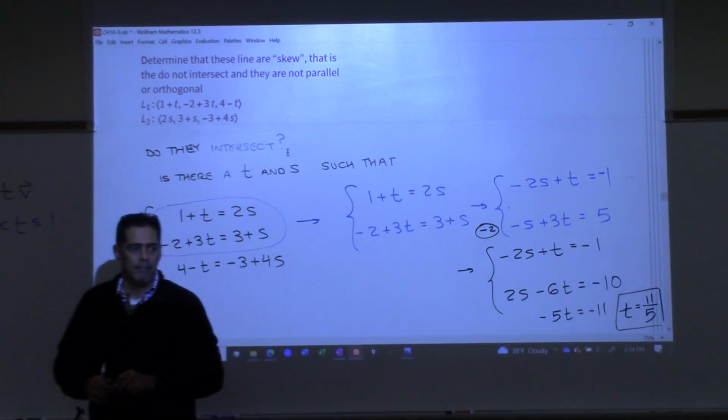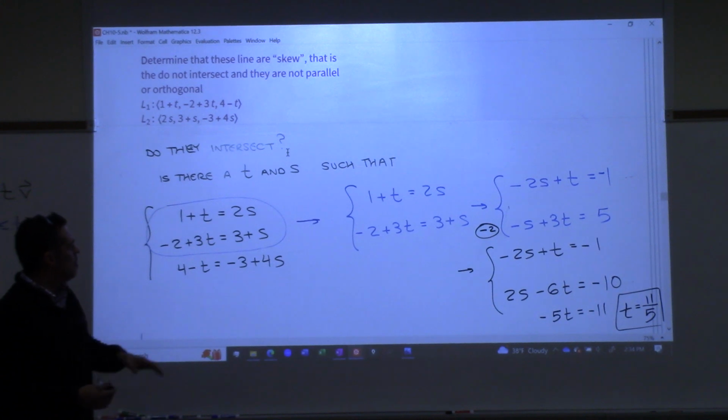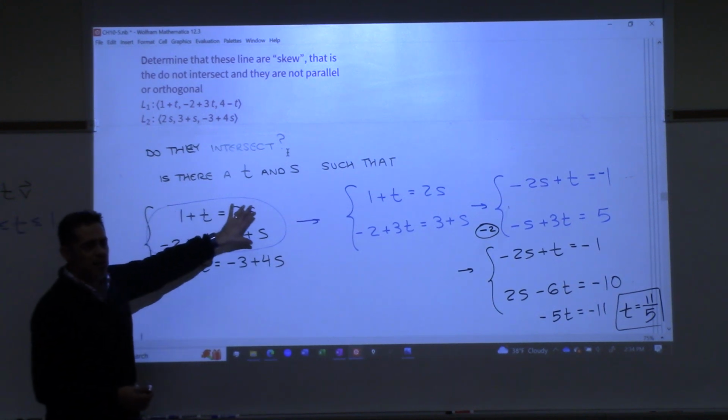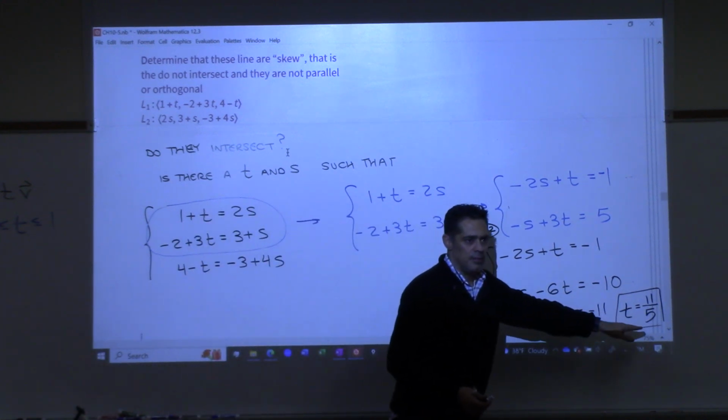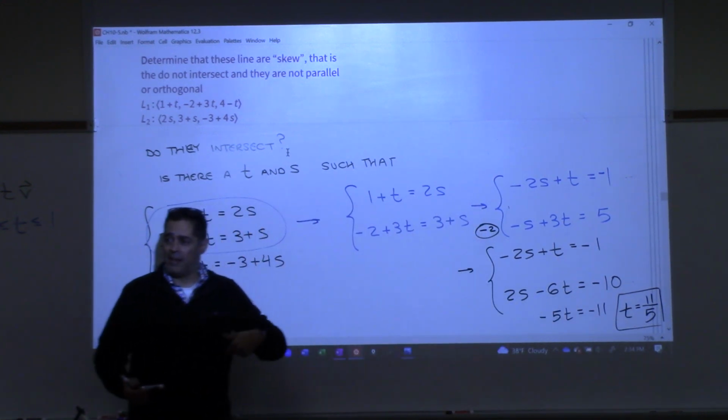All right with that? Yep. So the only way that these 2 equations will be equal to each other, the only way, is if t is 11/5. Once you know t, you can go back and get s, right?